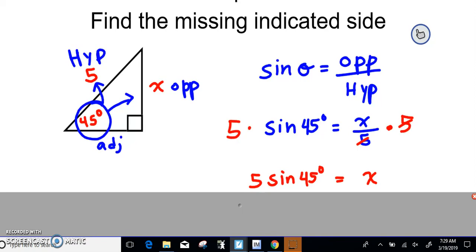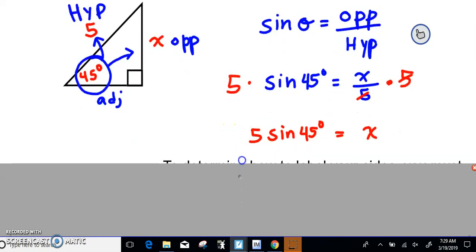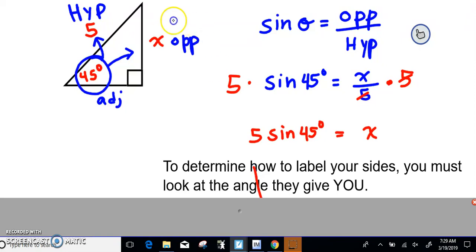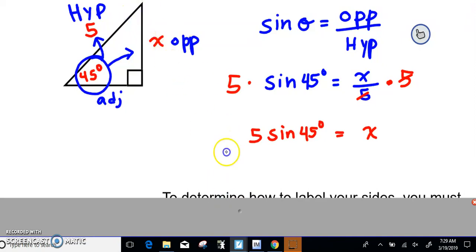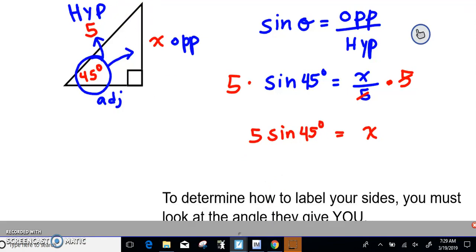When you put that directly into the calculator, remember you must make sure you're in degree mode. There we go, we're in degree mode. You should get approximately 3.536. We use the approximate sign right here because it's not exactly equal to that, we rounded it. So this is our x value right here. This is x, and this is the value.